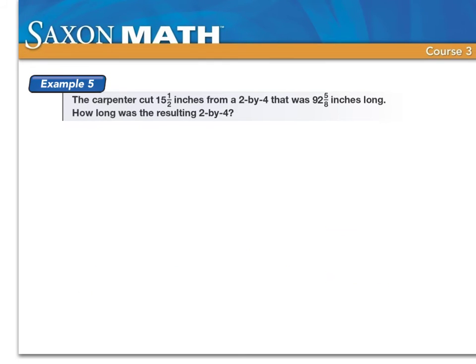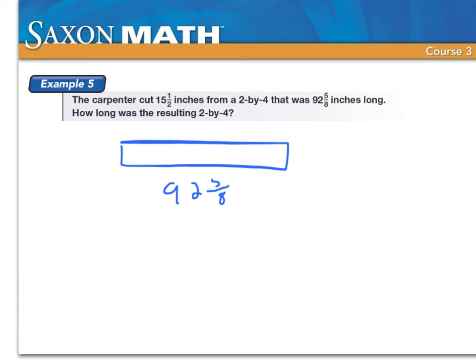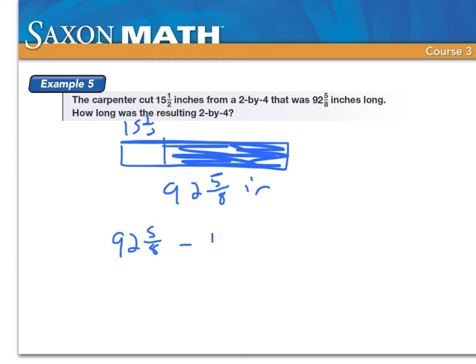Okay, last example says the carpenter cut 15.5 inches from a 2x4 that was 92 5/8 inches long. How long was the resulting 2x4? Okay, so we got this 2x4 here. That's 92 5/8 inches. And we're cutting off 15.5 inches. So basically we want to know how much of this is left over, which means we're going to subtract. So I'm going to take 92 5/8 minus 15.5.